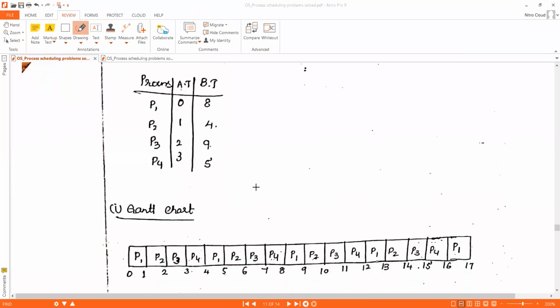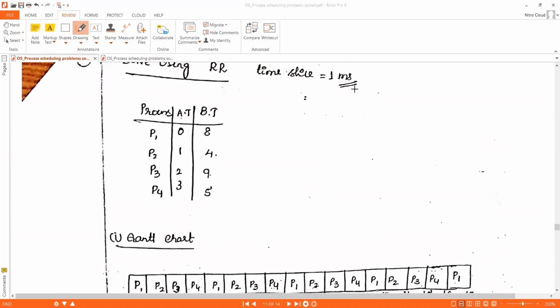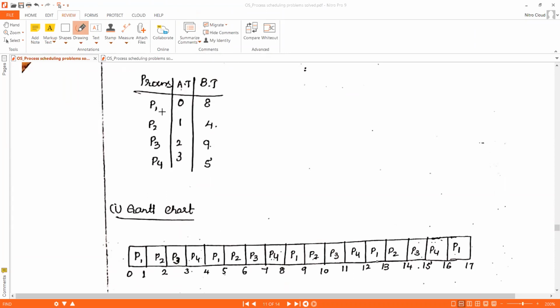Now we will draw the Gantt chart. Here the processes, arrival times, and burst times are given. We need to solve the problem using round robin scheduling, with a time slice of 1 millisecond. Process 1 arrived at time 0 milliseconds and its burst time is 8 milliseconds. So first the CPU will be allocated to process 1, and it will be executed for 1 millisecond.